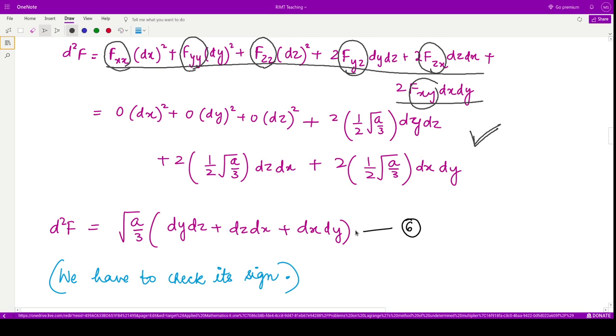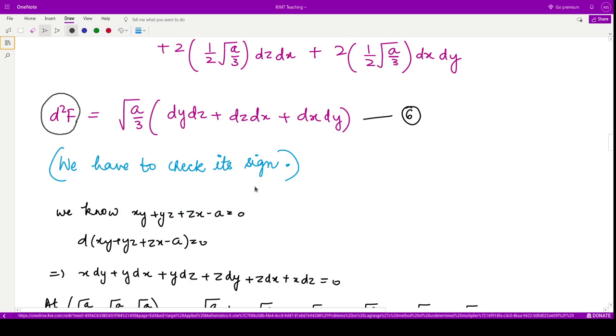Now, in order to determine whether we have a maximum or a minimum value, we'll find out the sign of d2f. For calculating the sign of d2f, we'll either make it into perfect squares so that it is always positive, or we'll have a negative sign over here so that it is always negative. For that, we are using the constraint equation. So this is the constraint equation. We are taking its derivative, and its derivative comes out to be this.